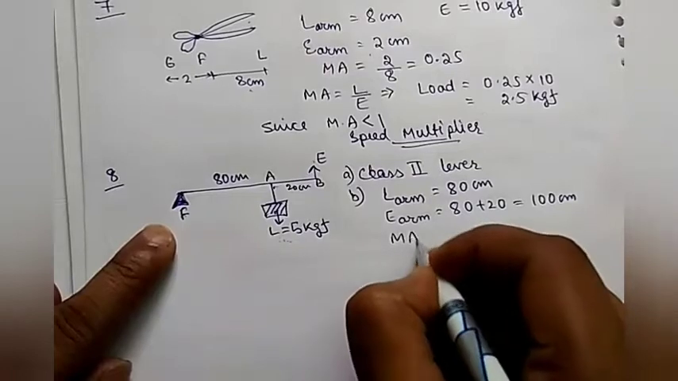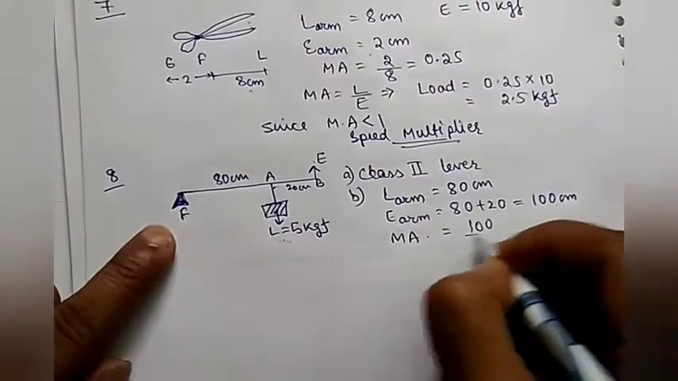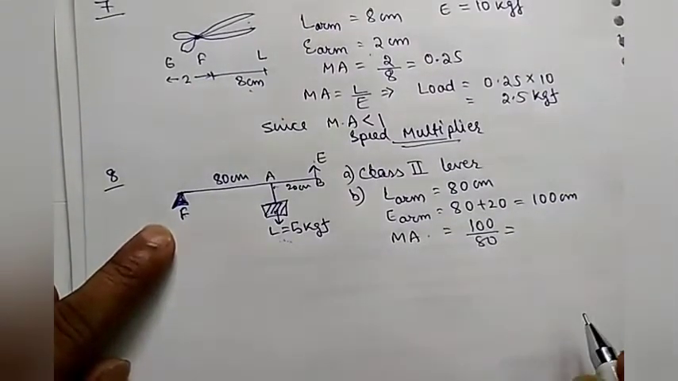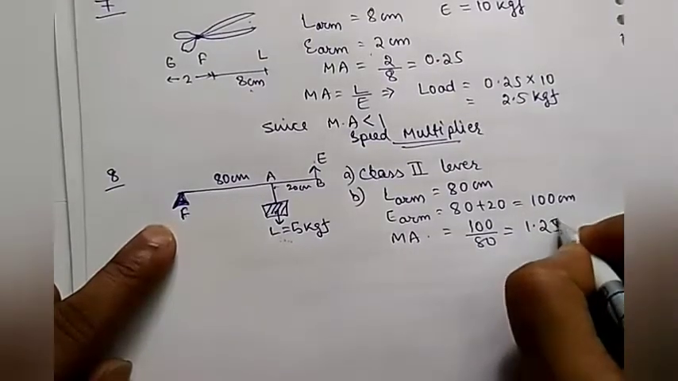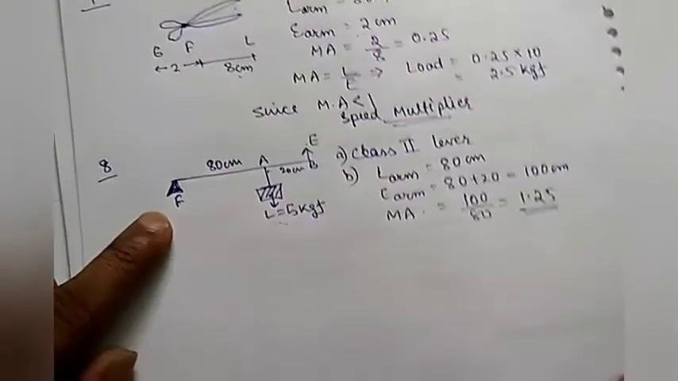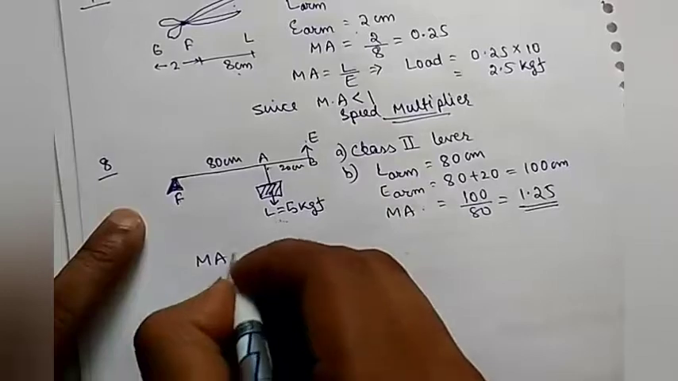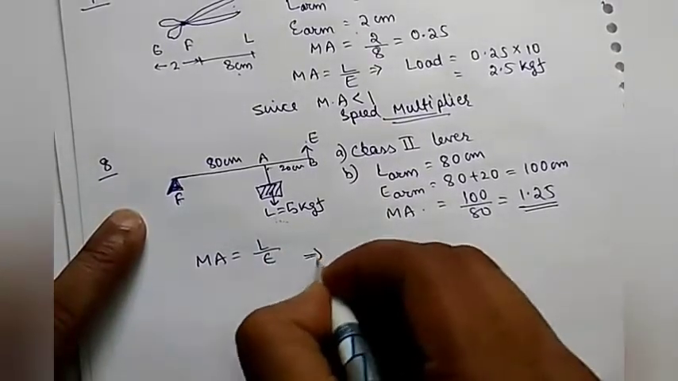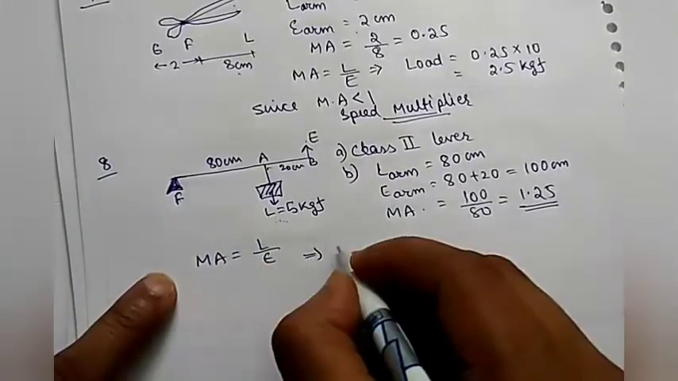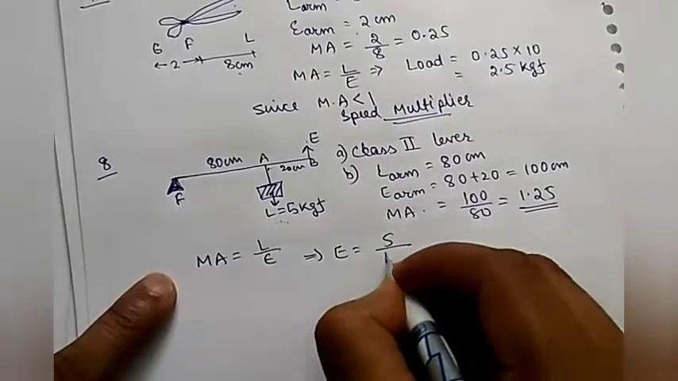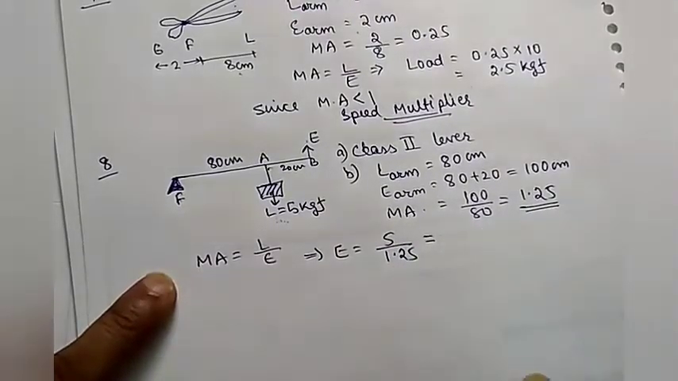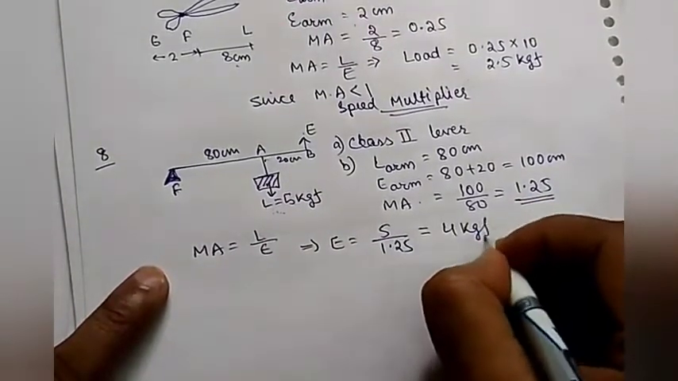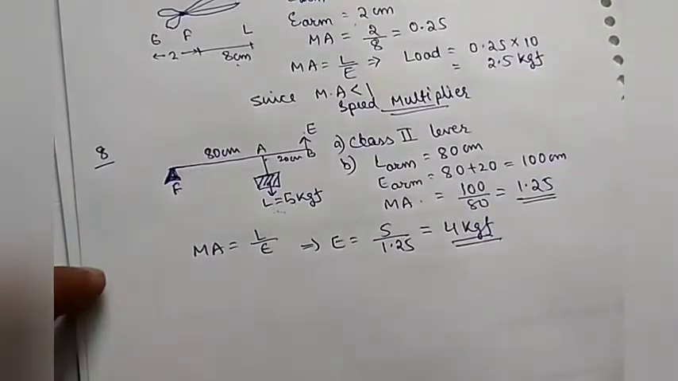So the mechanical advantage is equal to effort arm by load arm, that is equal to 100 by 80, that is 1.25 mechanical advantage. So what will be the effort? So mechanical advantage is equal to load by effort. Load is given 5 kgf. So effort is equal to 5 by 1.25, that is equal to 4 kgf. So the effort is 4 kgf.